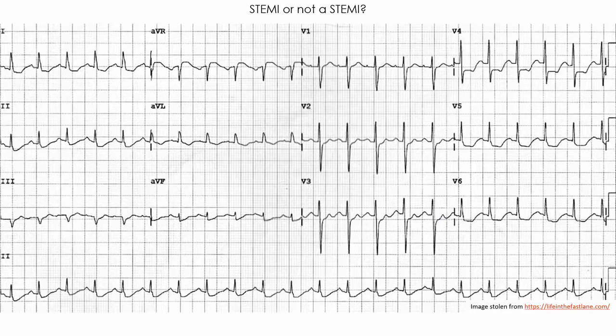Okay, this is our last example. So STEMI or not a STEMI. Alright, I'll get you to pause the recording here and then I'll talk you through it.